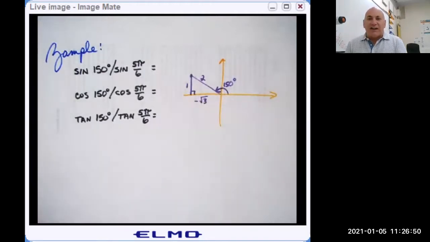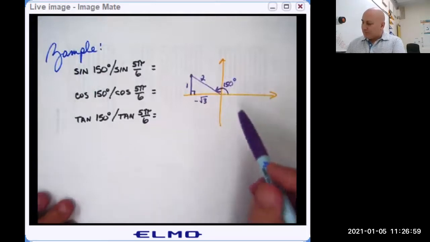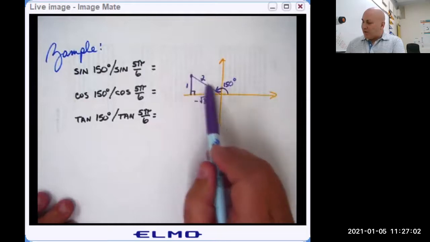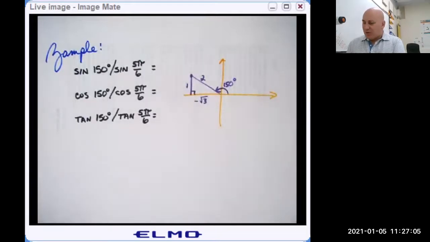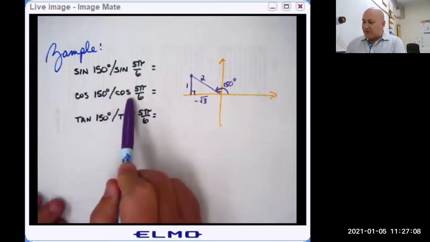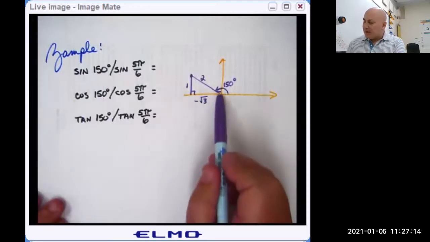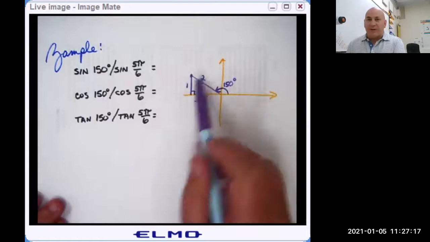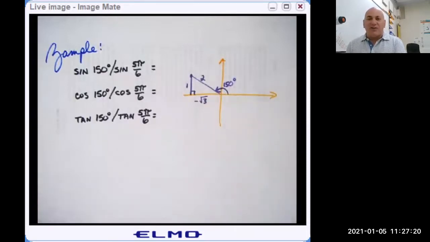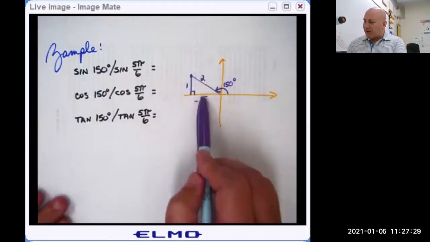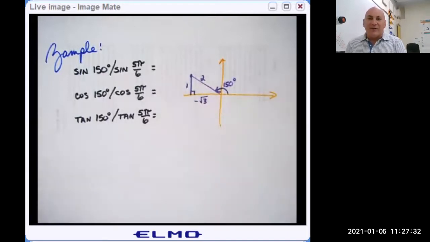So what is the sine of 150 degrees, or the sine of 5 pi over 6? Y over r, it's 1/2. What is the cosine of 150 degrees, or the cosine of 5 pi over 6? X over r, negative √3/2. And what is the tangent of 150 degrees, or the tangent of 5 pi over 6? It's y over x, 1 over negative √3, or negative √3/3.